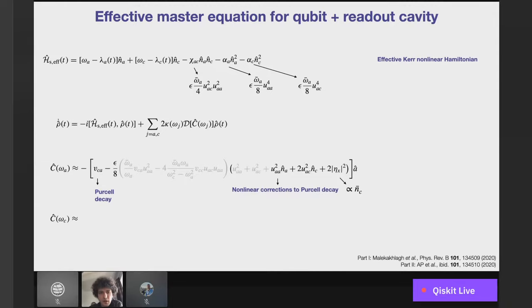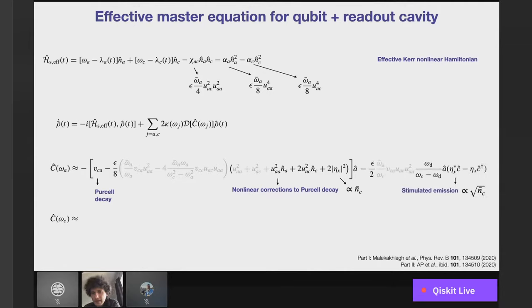Now, in addition to that, there's a host of other corrections which come from the nonlinearity, which is marked by this epsilon, the size of the anharmonicity. What's important is that this is a nonlinear correction to Purcell decay. Inside of this nonlinear correction, you see a contribution which is proportional to n bar C, the steady-state population of the cavity. So what we have here is an expression for Purcell decay, but corrected by drive-dependent terms. If you work out what this expression is, it is typically negative, so you'll see a decrease in the Purcell decay. This will be shown in the numerical results on the next slides.